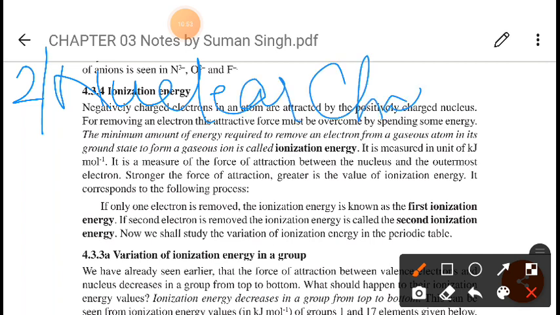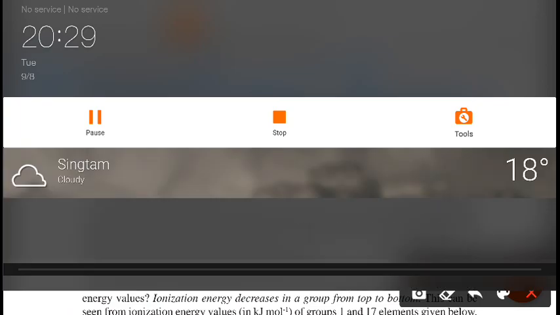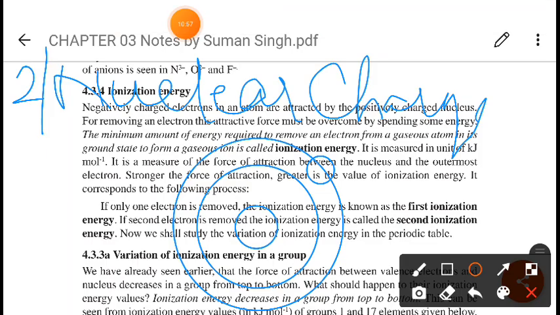Nuclear charge. Okay. Now, next one is nuclear charge. So, when we talk about the nuclear charge, what we can say, with the increase in the magnitude of the nuclear charge, the valence shell electron will experience a greater pull towards the nucleus, right?